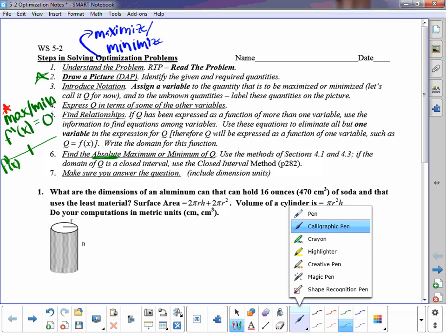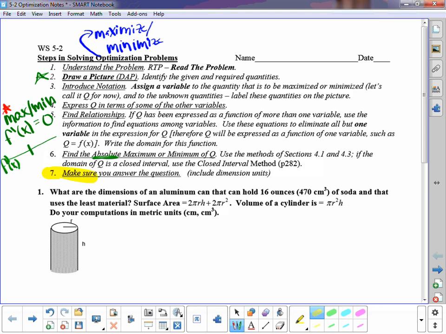All right, and the final thing that you really want to make sure you do is actually answer the question. Sometimes they ask for that actual area. Sometimes they just want to know the dimensions. So make sure you actually answer the question again. You'd hate to do all the work and lose the point for the answer just simply because you didn't do that last step.